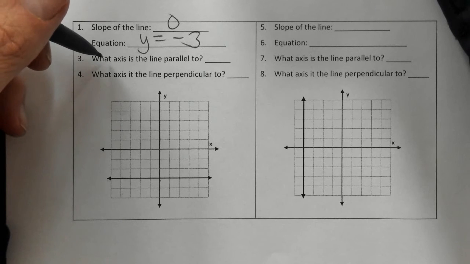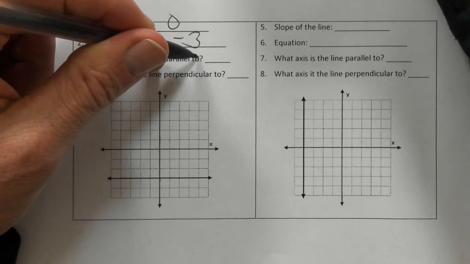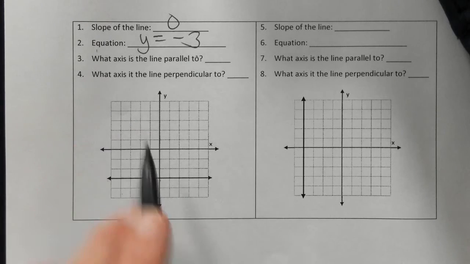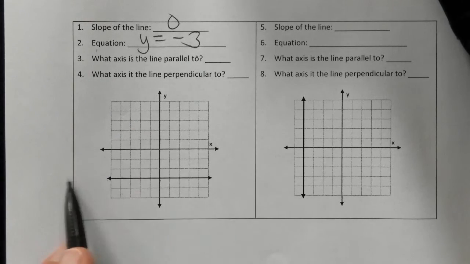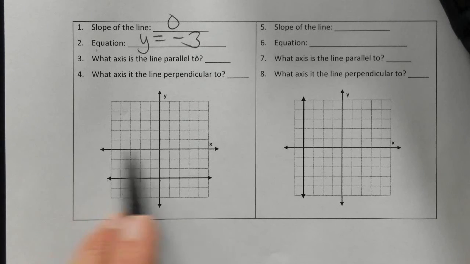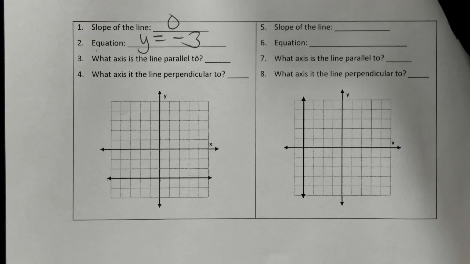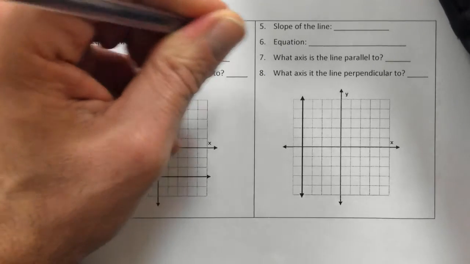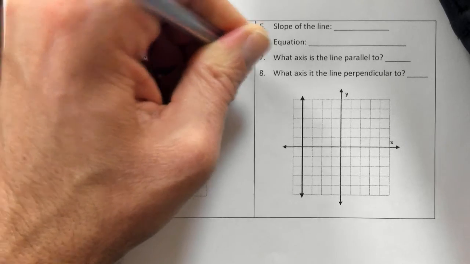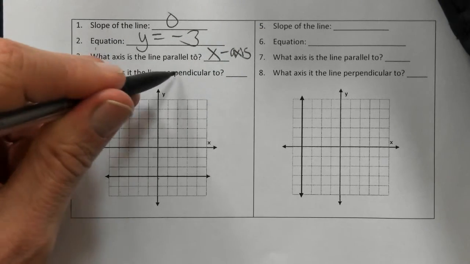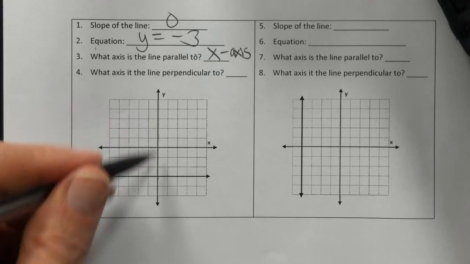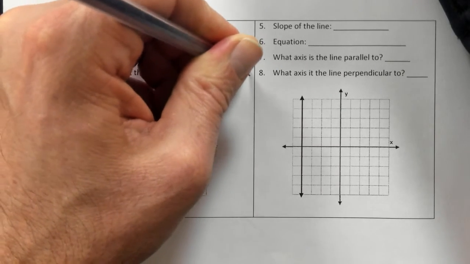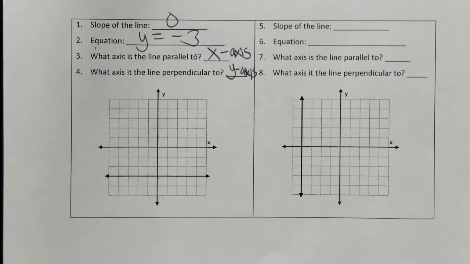Now, the next question says, what axis is the line parallel to? It crosses the y-axis, so it's not parallel to that one, but it is parallel to the x-axis. This is a horizontal line. The x-axis is also a horizontal line. So the line is parallel to the x-axis. Now, what axis is the line perpendicular to? It's perpendicular to the y-axis. Whichever one it hits, that's the one it is perpendicular to.